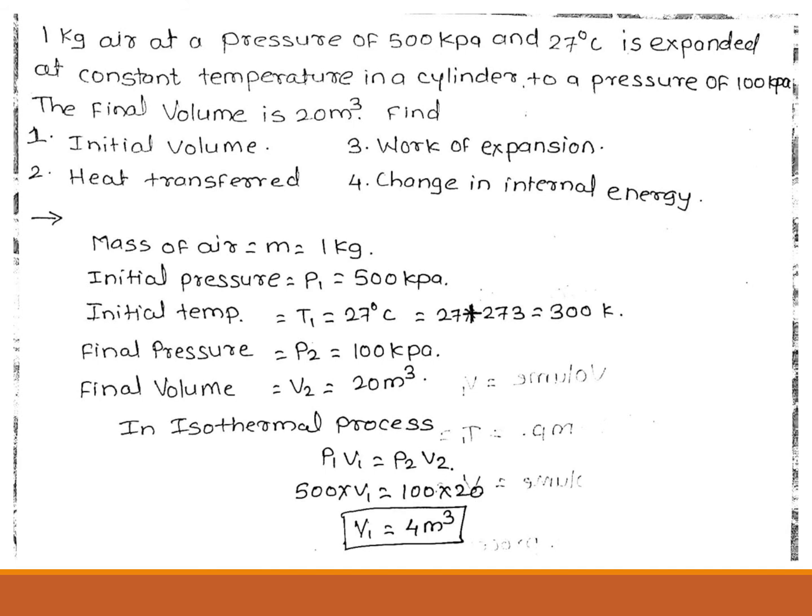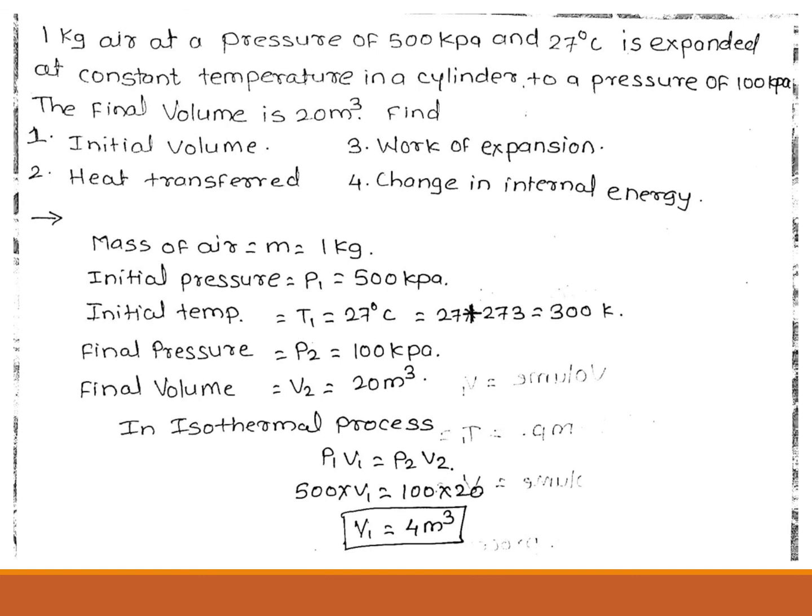So in this numerical the process is isothermal. In this process temperature remains constant. So given m is equal to 1 kg, initial pressure 500 kilopascal, initial temperature 27 degrees Celsius. So 27 is converted into Kelvin: 27 plus 273, so 300 Kelvin. Final pressure 100 kilopascal. Final volume 20 meter cube.